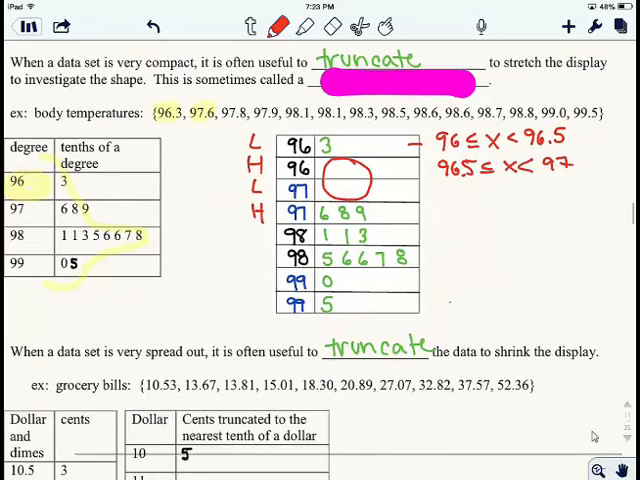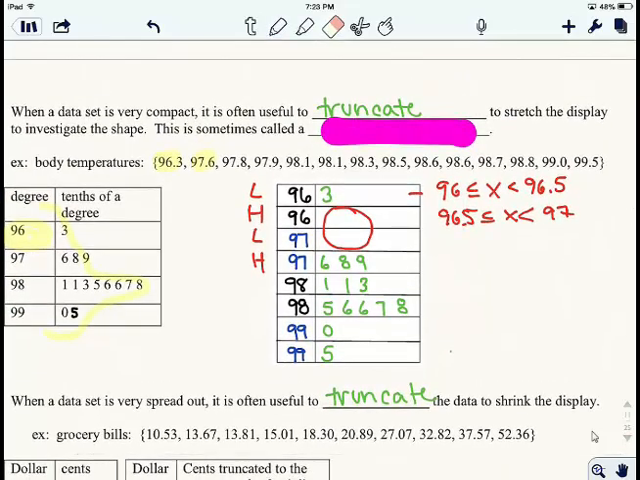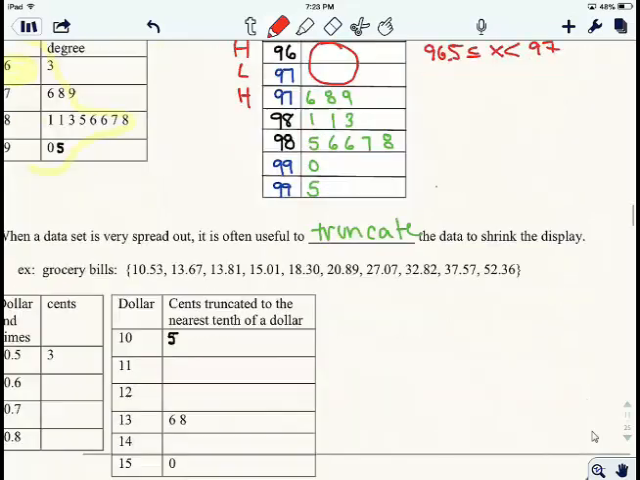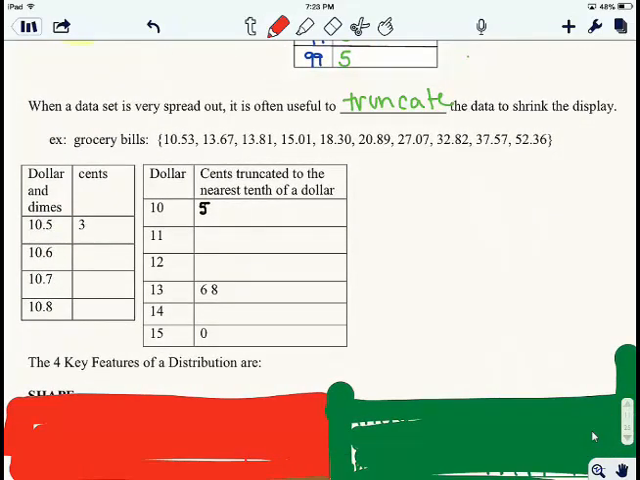The other way to do it, and it looks like this word should have been split, excuse me. Careful to split the data. Down here we would want to truncate the data, which is the opposite. It's too spread out, and so right here we have 10.53, and in order to get to the next one we'd have to have a super long stem and leaf plot.